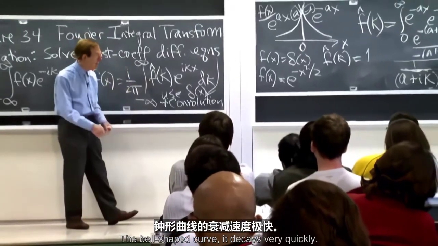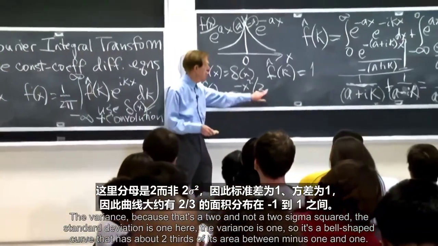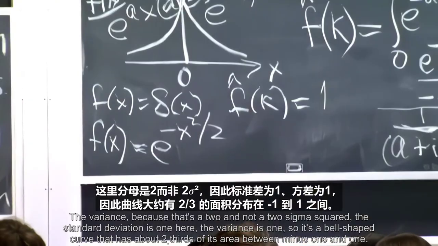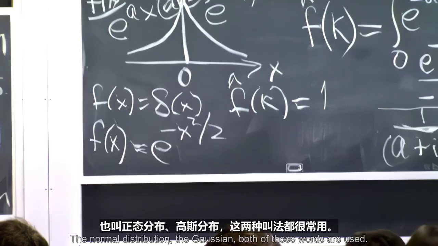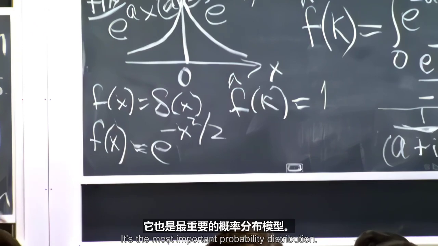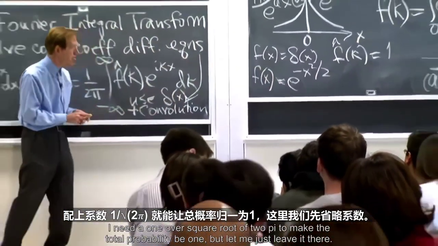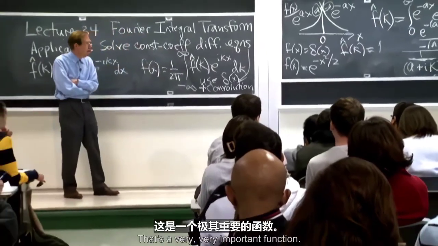It decays very quickly. The variance, because that's a 2 and not a 2 sigma squared, the standard deviation is 1 here. The variance is 1, so it's a bell-shaped curve that has about 2/3 of its area between -1 and 1. This is the all-important function for probability. The normal distribution, the Gaussian, both of those words are used, is the most important probability distribution. I need a 1 over square root of 2 pi to make the total probability be 1, but let me just leave it there. That's a very, very important function.